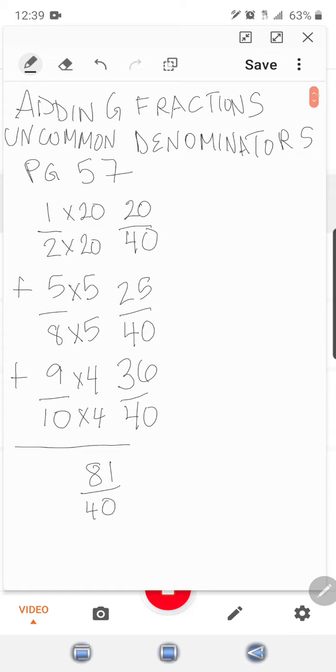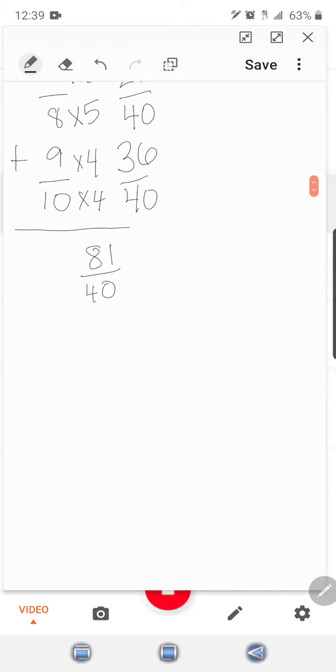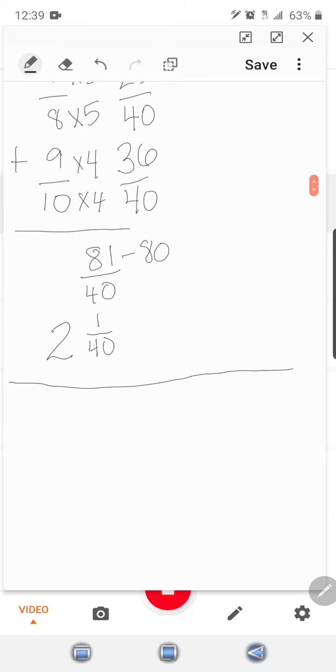Now, this is an improper fraction, and we know that it's not appropriate for us to leave it this way. So what do we need to do? Well, how many times does 40 go into 81? Well, we know that's twice. 40 times 2 is 80, so 81 minus 80 has a 1, and then we put the 40. That's it. Pretty simple. Okay, let's do another one.